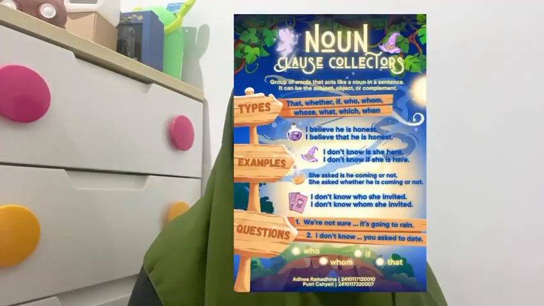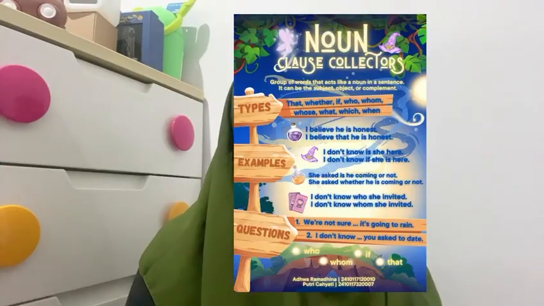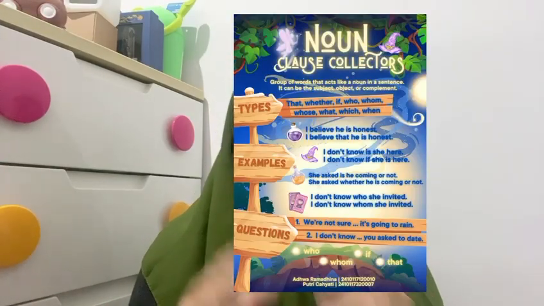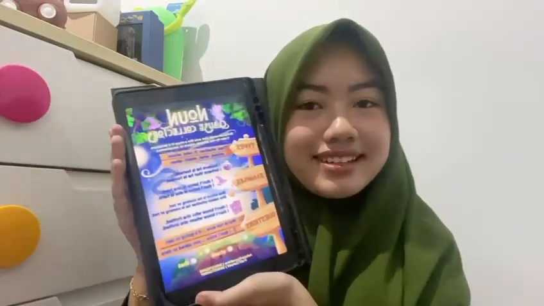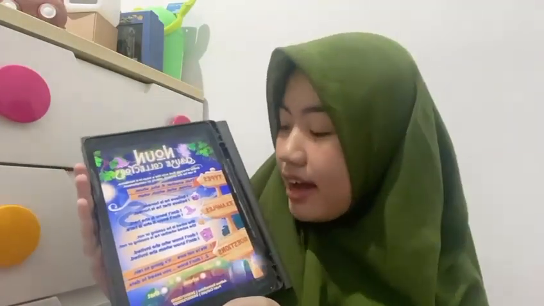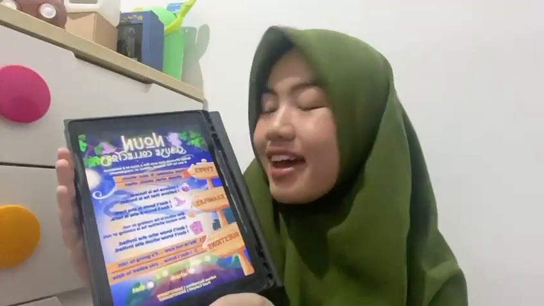Noun clause connectors are connecting words that introduce a noun clause, a subordinate clause that functions as a noun in a sentence. You can see here, there are several types: that, whether, if, who, whom, whose, what, which, and when. Let's look at each one with explanations and examples. But before that, let's look at the poster first. Here are examples of that, whether, if, and whom.